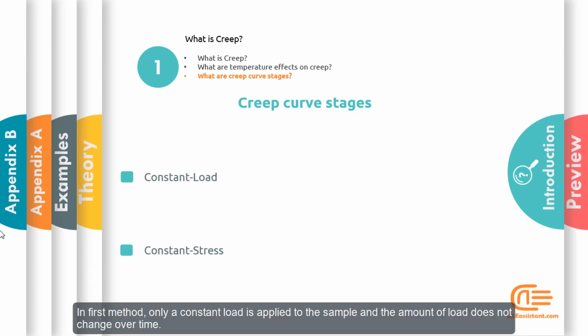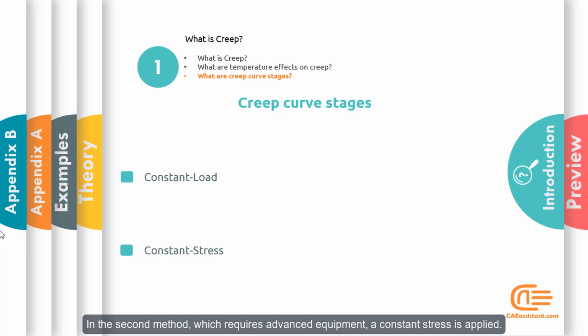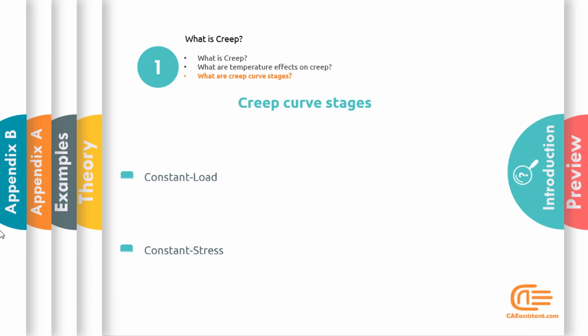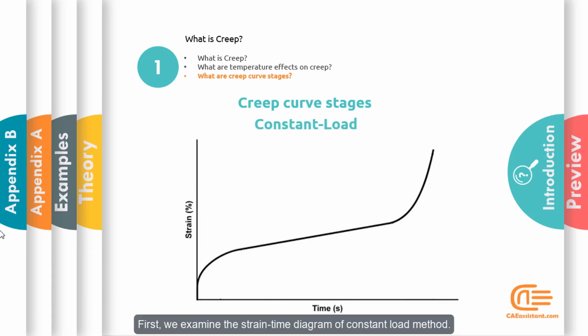In the first method, only a constant load is applied to the sample and the amount of load does not change over time. In the second method, which requires advanced equipment, a constant stress is applied. In this method, considering that the cross-sectional area of the sample is constantly decreasing during the test, the force must also decrease in order to keep the stress constant. First, we examine the strain time diagram of constant load method.